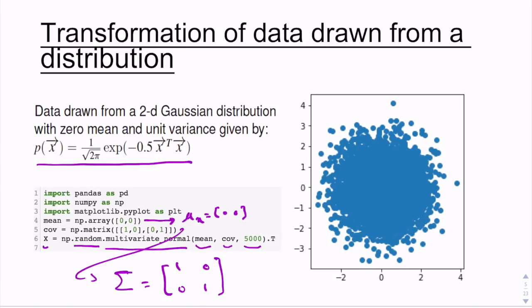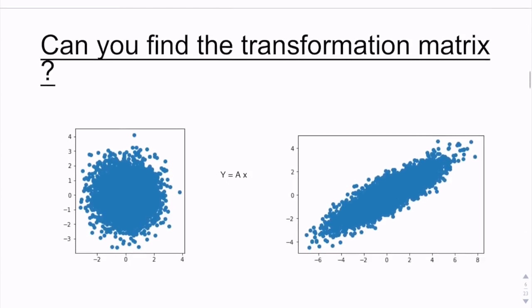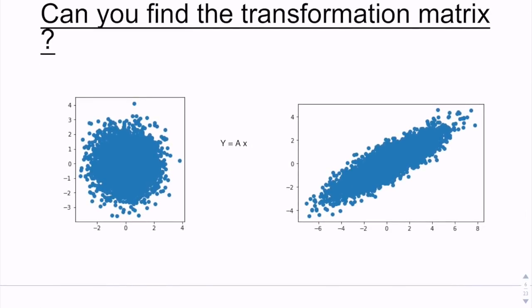So this is the data I have generated from a normal distribution with 0 mean and identity covariance matrix. So we know that this is an identity covariance matrix. Now let's say someone has done a transformation on this data drawn from this standard two-dimensional normal distribution, and we have this new scatter plot which is obtained by transforming the x data to y data.